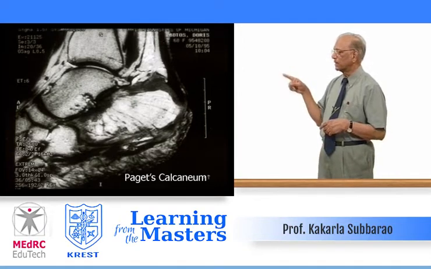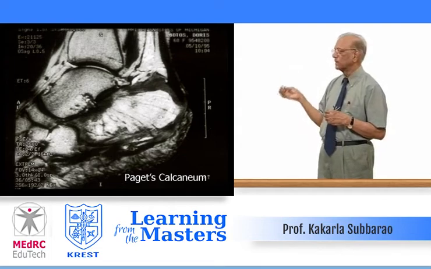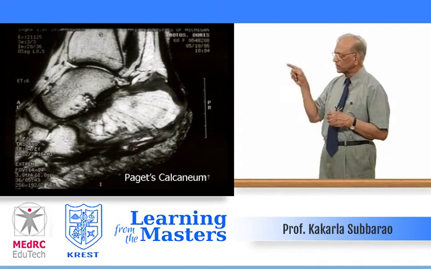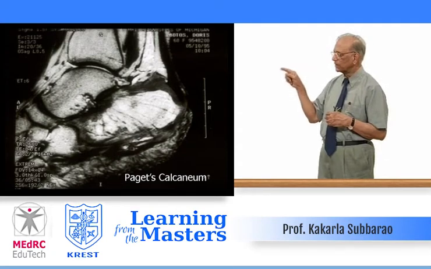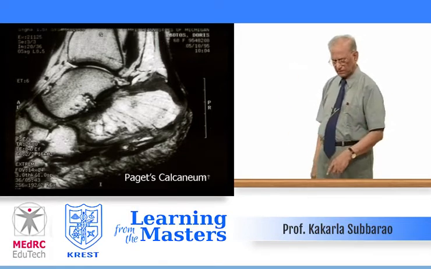This is Paget disease of the calcaneum, with increased signal in this particular phase, uniformly involving the bone. You could see the residual trabeculae with decreased signals, and those are not in an orderly fashion. That indicates Paget disease.